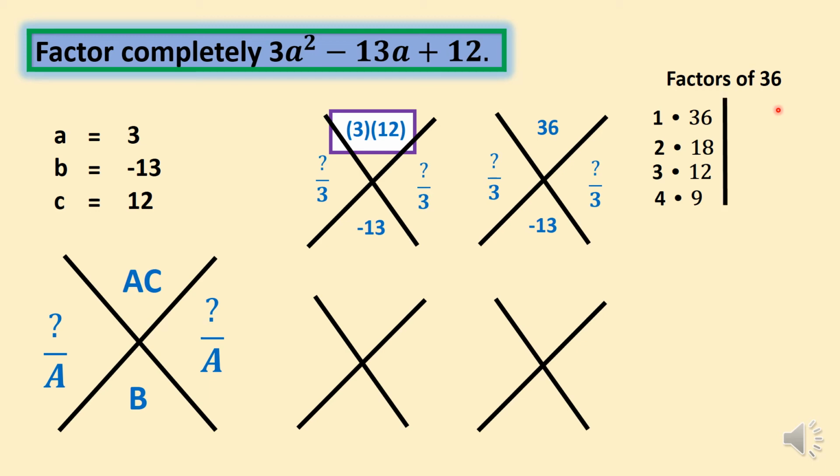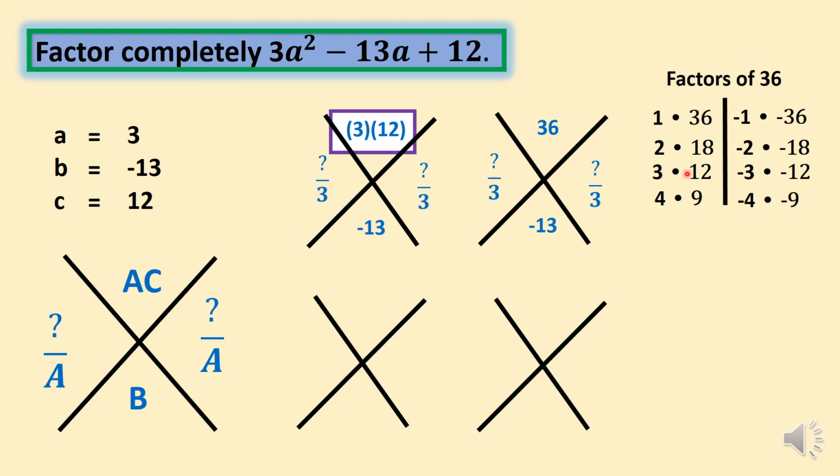And then, since again positive ito, kukunin din natin yung dalawang negative parts niya. Okay, so you have negative 1 and negative 36, negative 2 and negative 18. Then you also have negative 3 and negative 12, then negative 4 and negative 9.